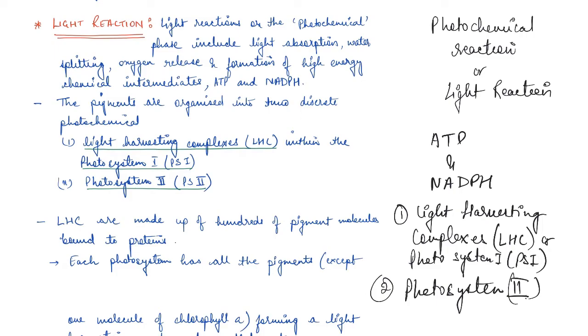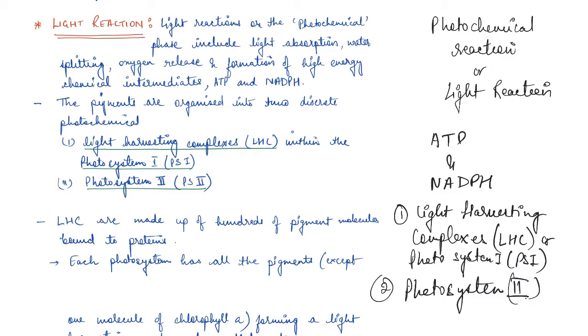So these are named as Photosystem I and Photosystem II because of the sequence of their discovery. This is not the sequence in which they function during the light reaction. You'll have to remember that. It's PS1 and PS2 only because of the sequence in which they are discovered.